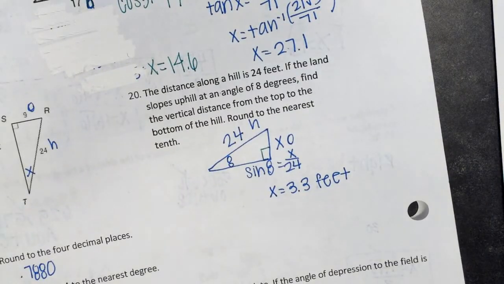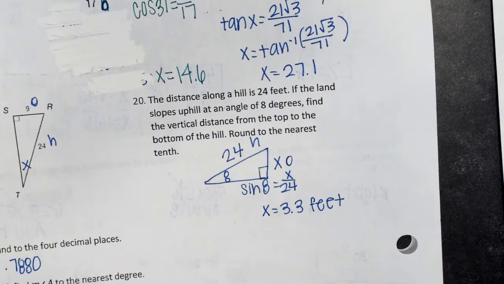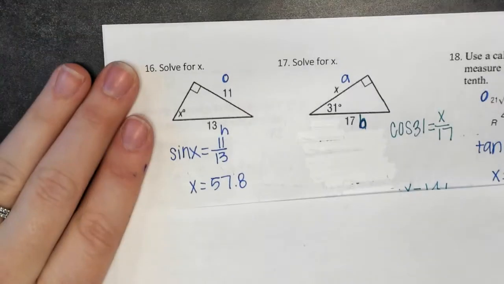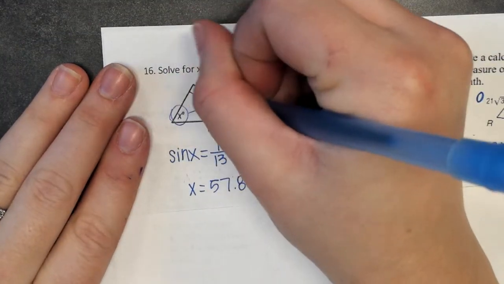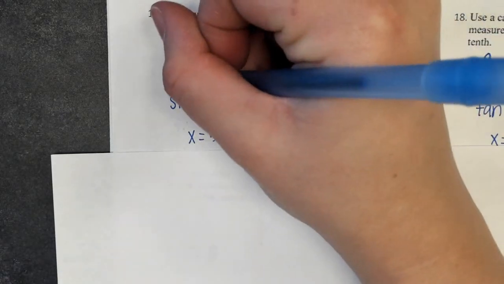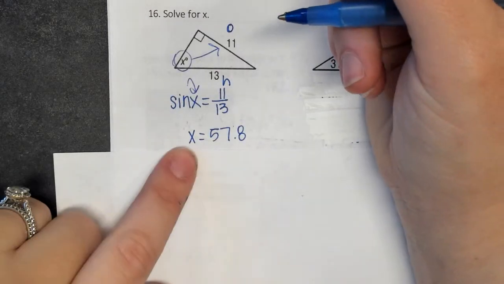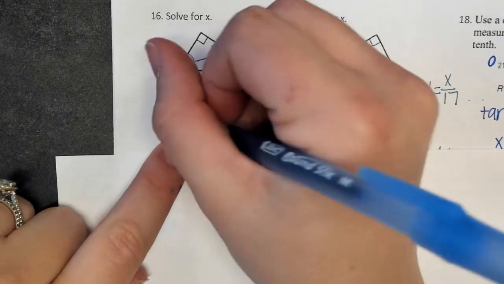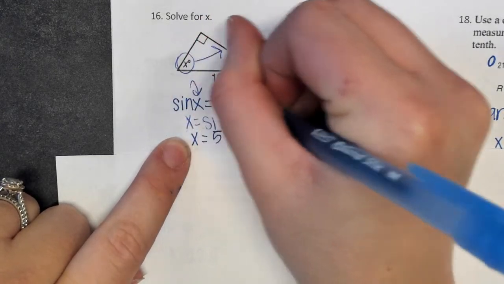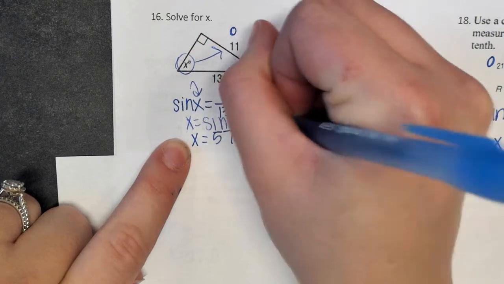All right, 16 through really 22-ish is all trig ratios. So on number 16, from your x, you have opposite over hypotenuse, which is sine. So when you're solving for your angle, you have to use sine inverse. So to find your x, you have to do x equals sine inverse of 11 divided by 13.